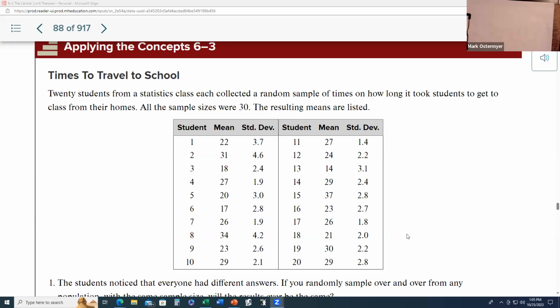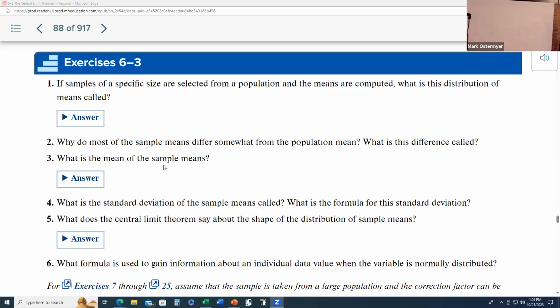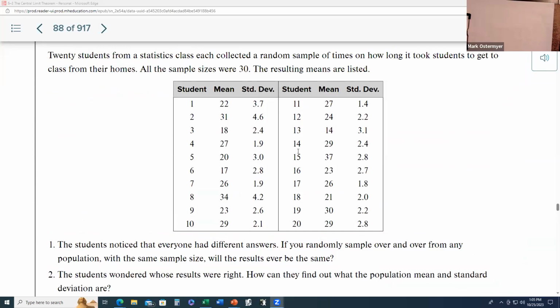All right, next question. Number 2, why do most of the sample means differ somewhat from the population mean? What is this difference called? So, ladies and gentlemen, each of these 20 sample means are different than the actual population mean. If you were to poll like all 600 students and average their commute times, that population mean is different from these individual sample means. Why is that? Well, the reason why that is because of something called sampling error.